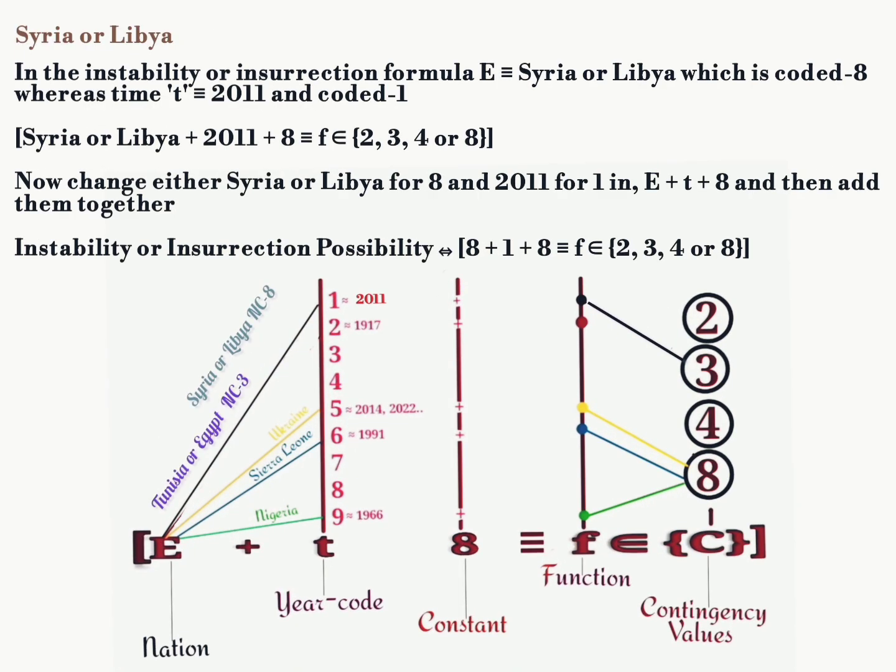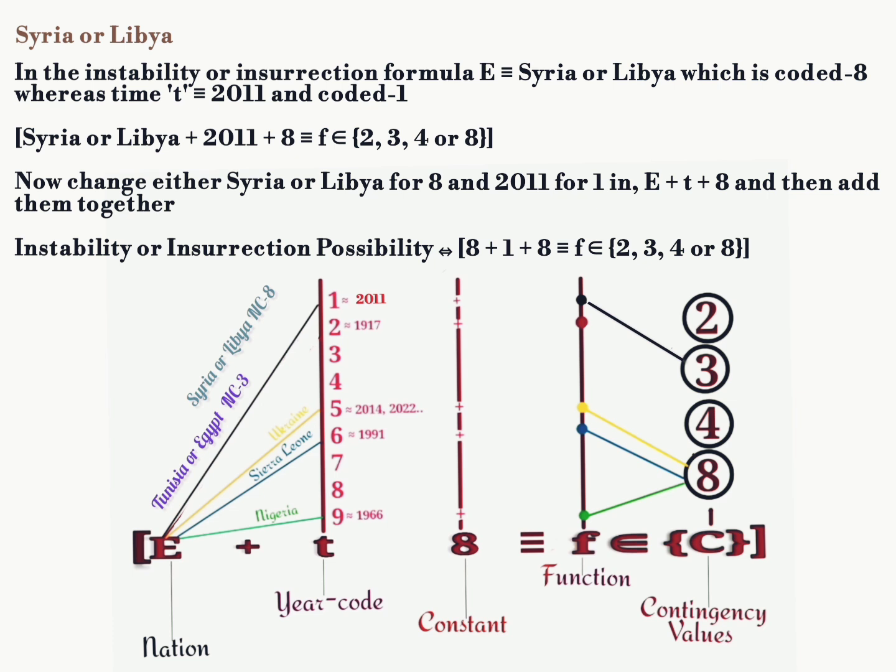Syria or Libya. In the instability or insurrection formula, E is defined as Syria or Libya, which is coded 8, whereas time, T, is defined as 2011 and coded 1. Syria or Libya plus 2011 plus 8 is defined as F element of 2, 3, 4 or 8.